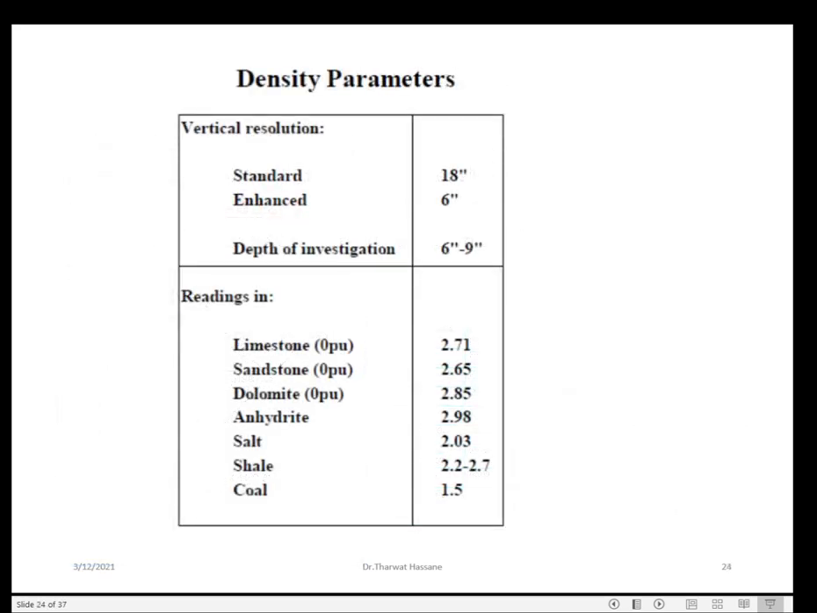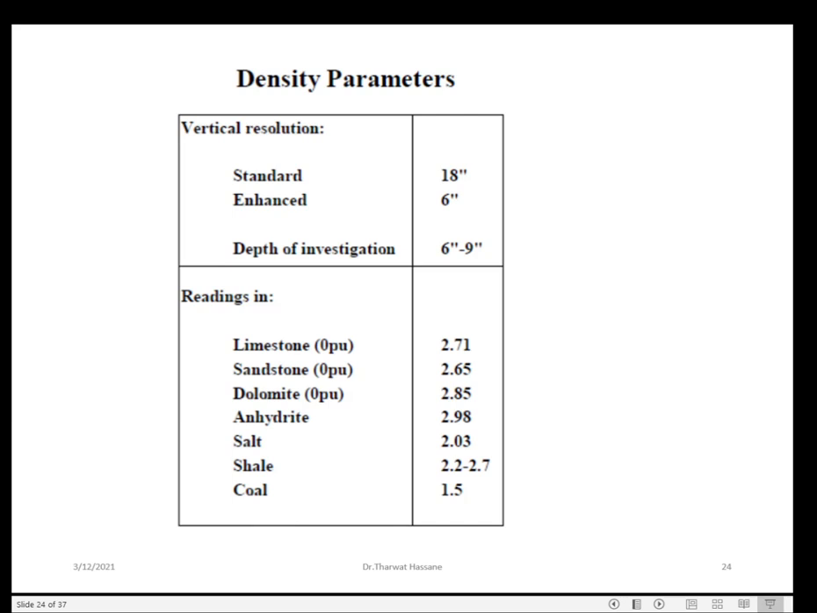Again, just as with the density parameters, like what we have done for the neutron, standard is like 18. The enhanced vertical resolution, you can see it is less. That means the density has better vertical resolution. So you can take this as less than the neutron's, because the other one is like 12. But the depth of investigation here is a little bit shallower, not like the neutron.